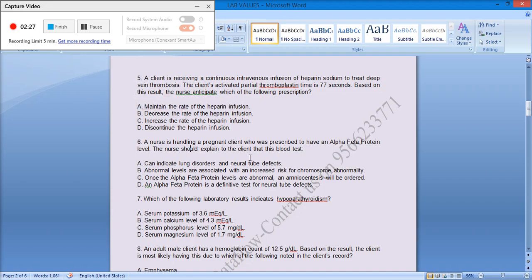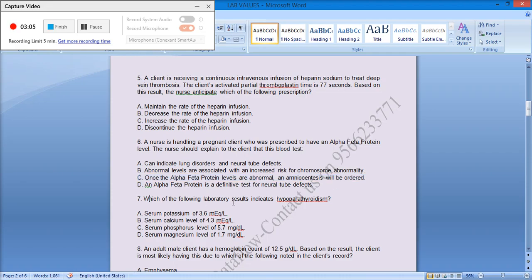The nurse is handling a pregnant client who was prescribed to have an alpha-fetoprotein level. The nurse should explain to the client that this blood test: A. Can indicate lung disorders and neural tube defects. B. Abnormal levels are associated with an increased risk for chromosome abnormality. C. If the alpha-fetoprotein levels are abnormal, amniocentesis will be ordered. D. An alpha-fetoprotein is a definitive test for neural tube defects. The correct answer is C. Once the alpha-fetoprotein levels are abnormal, an amniocentesis will be ordered.